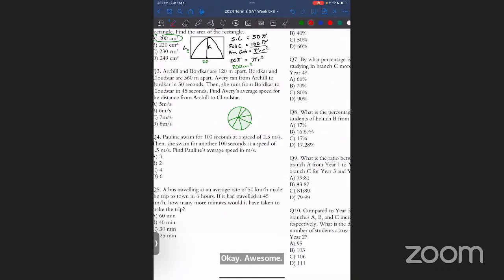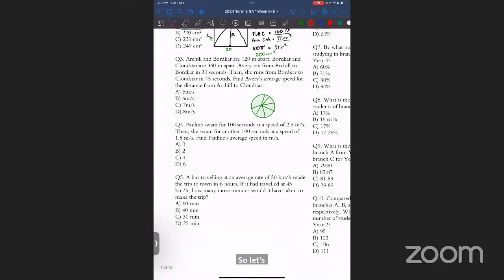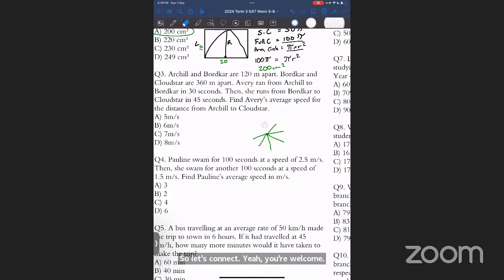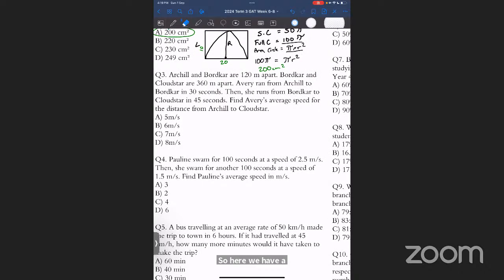Thank you. So let's go back to the next question. Question number 3. So here we have Archel, Boardcar, and Cloudstar, and they're all far apart from each other. And it says there's a total distance of 120 and 360 from each other, and 30 seconds and 45 seconds. And it's basically asking you to find out the average speed.